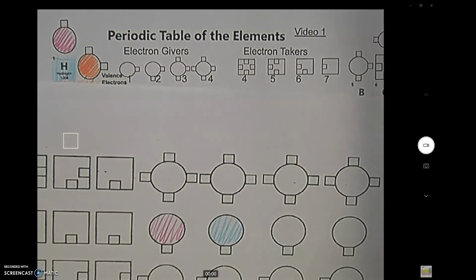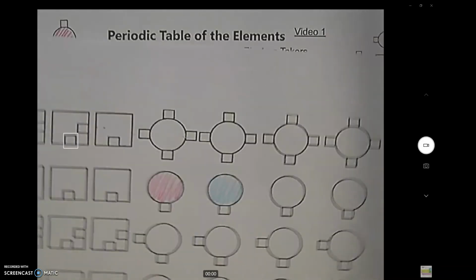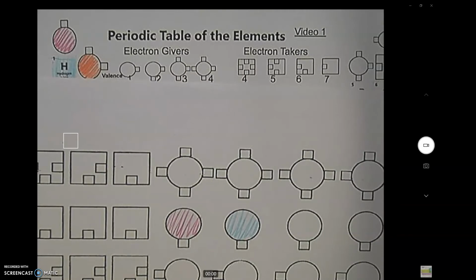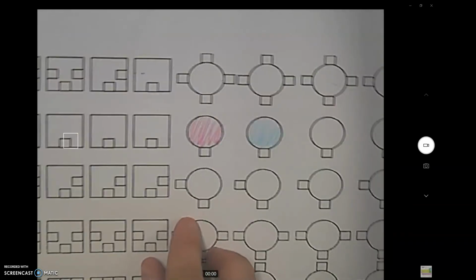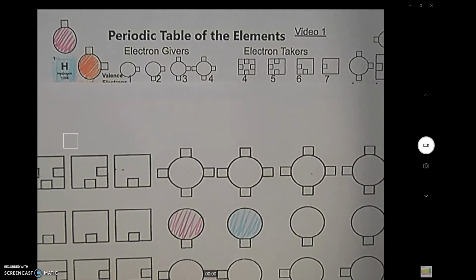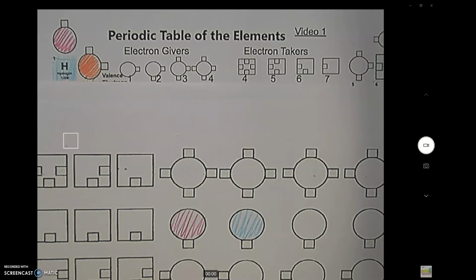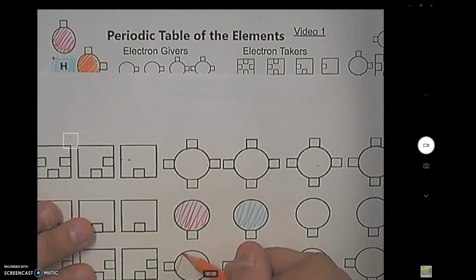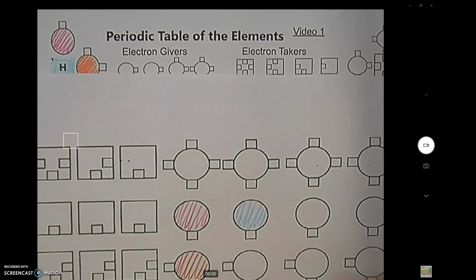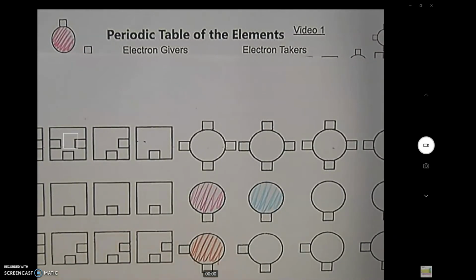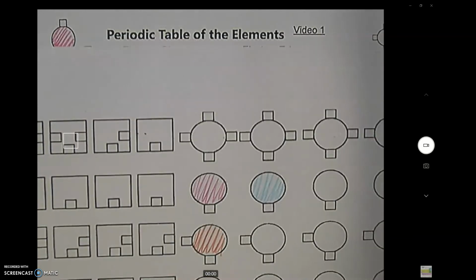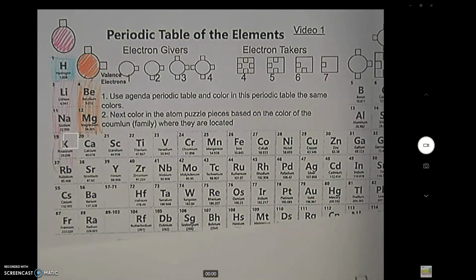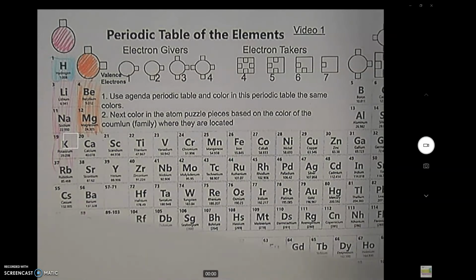Now, when I get to the ones that have two little notches, and these represent electrons to give away, there it is. That one is going to be what color? Yep, if you said orange, you are correct. So I'm going to color this one in orange. And again, hopefully you do a nicer job of coloring than I'm doing. Your goal is to color all of these in after you color in your periodic table.